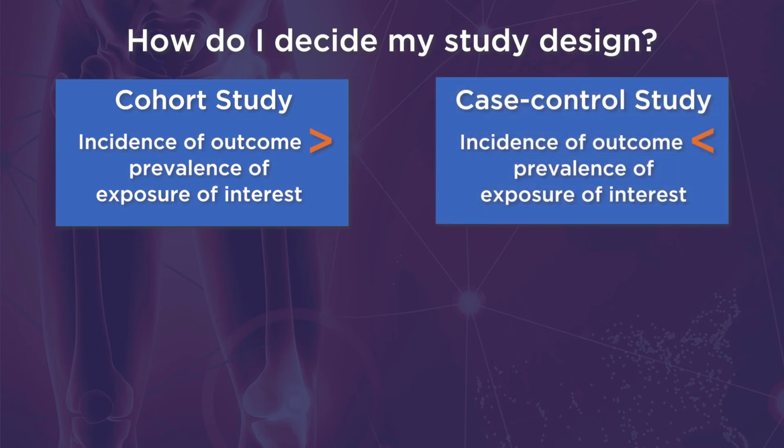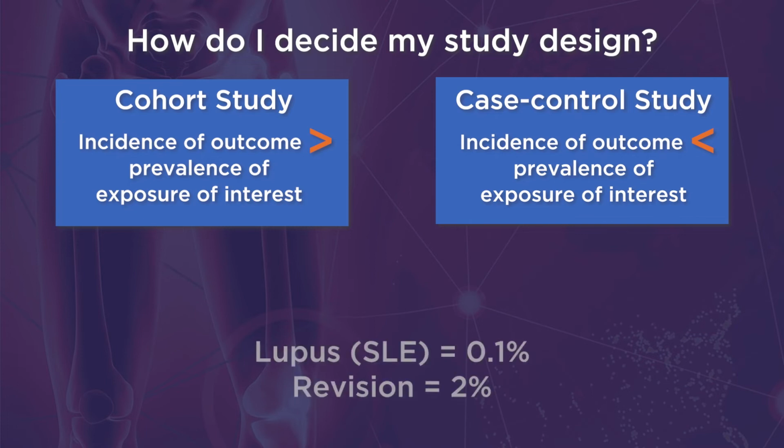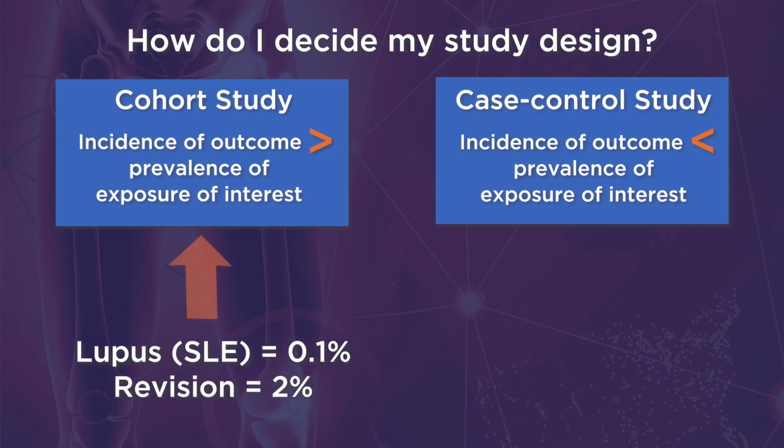For example, you are interested in whether systemic lupus is a risk factor for revision surgery following knee replacement. The incidence of revision following knee replacement is around 2% at 2 years, whereas the background prevalence of systemic lupus is around 0.1%. In this case, since the exposure is rare, a cohort study is more efficient than a case control study.